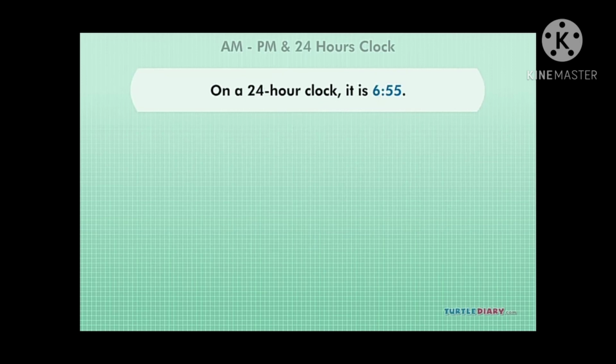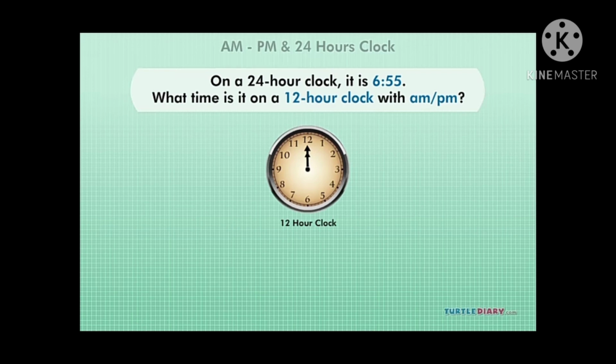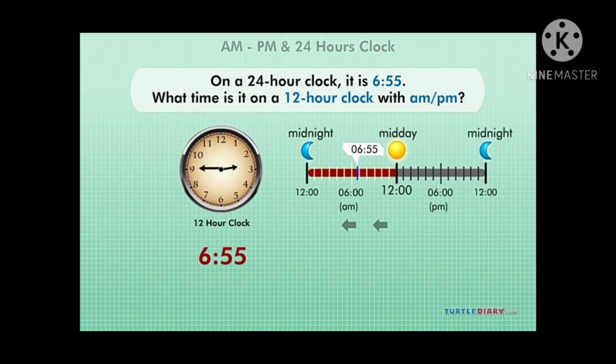On a 24-hour clock, it is 6:55. What time is it on a 12-hour clock with AM/PM? Since it is less than 12 o'clock, the time will not change. This is before noon, so it is AM. Answer, 6:55 a.m.